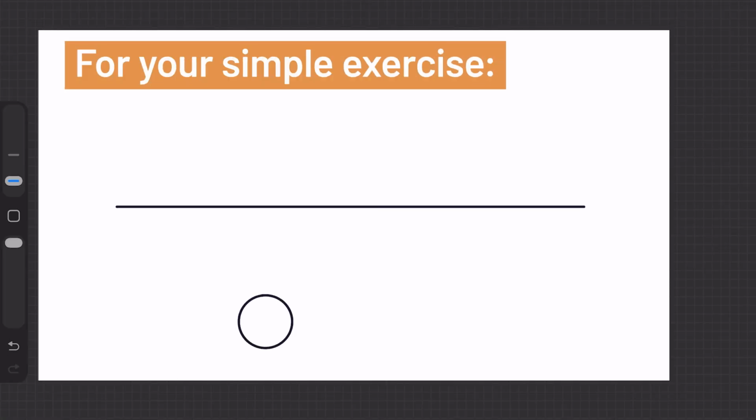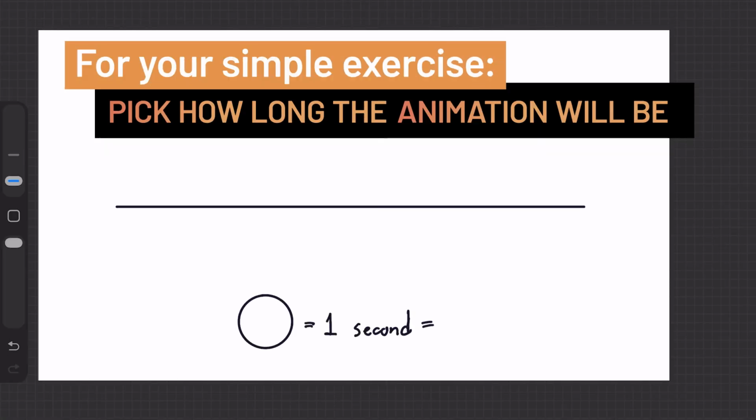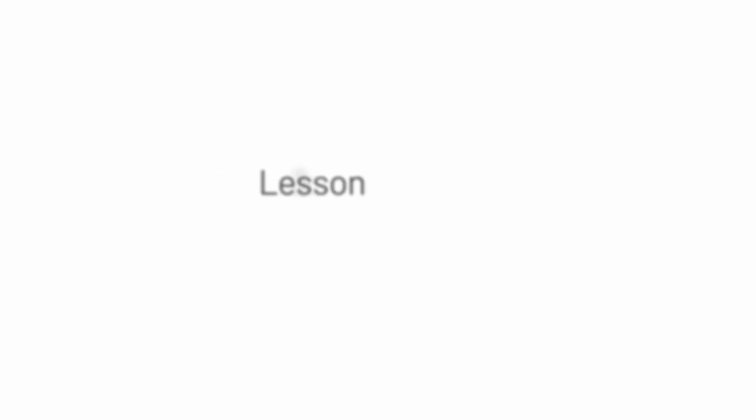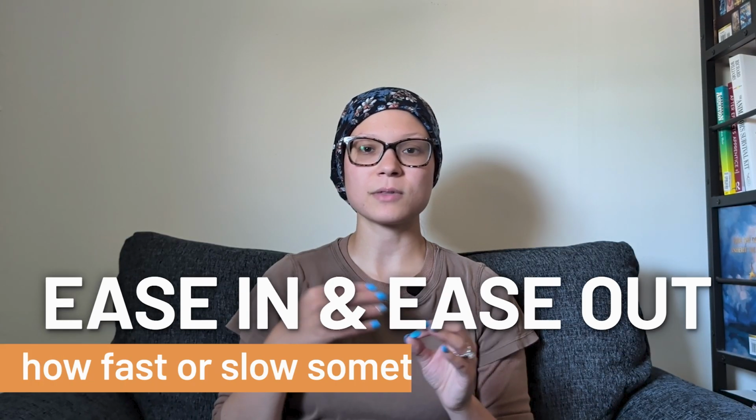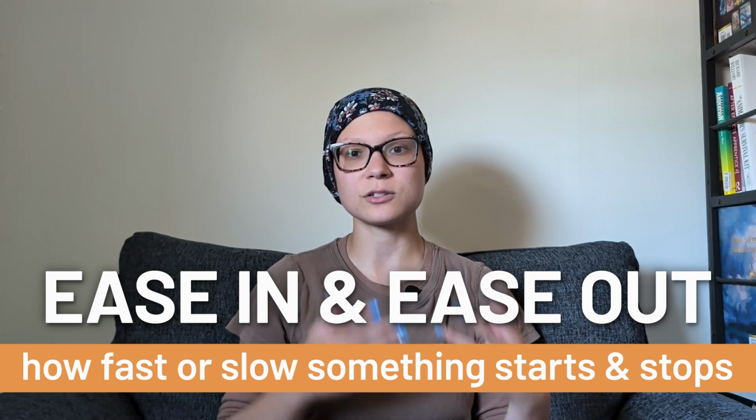So in your exercise right now, just pick how long you plan on this animation. But before you make your timing lines, I recommend you listen to the third lesson. Lesson 3, ease in, ease out, also known as slow in, slow out. Ease in, ease out deals with how fast or slow something starts and stops.